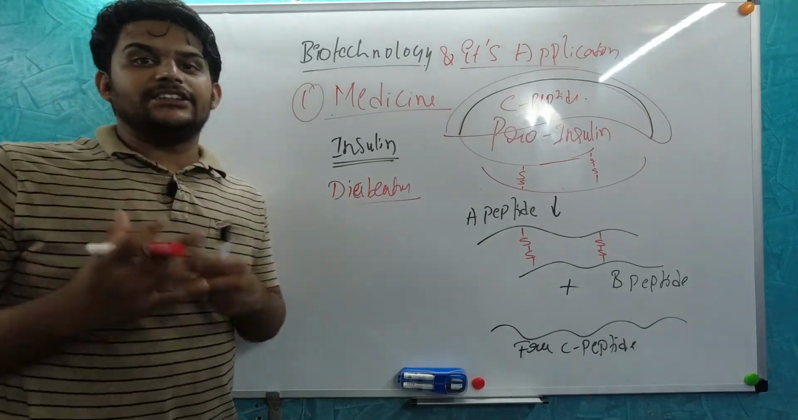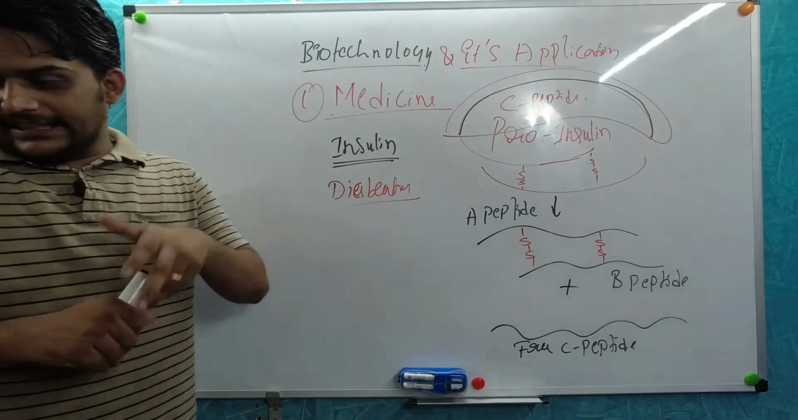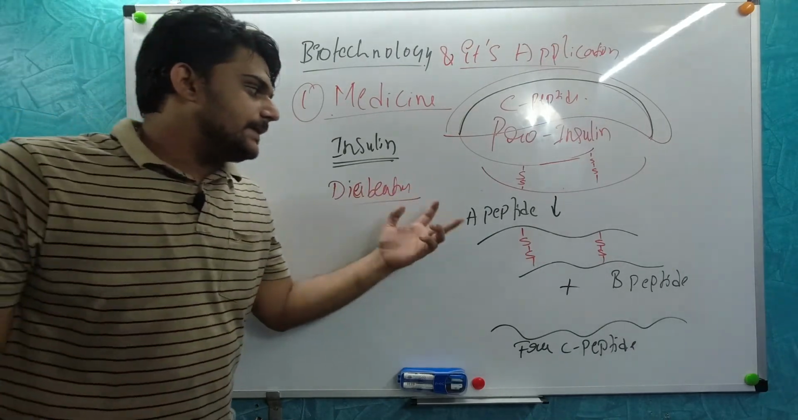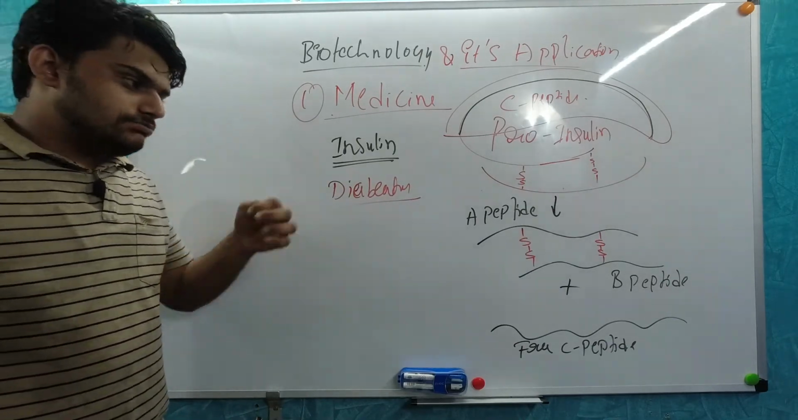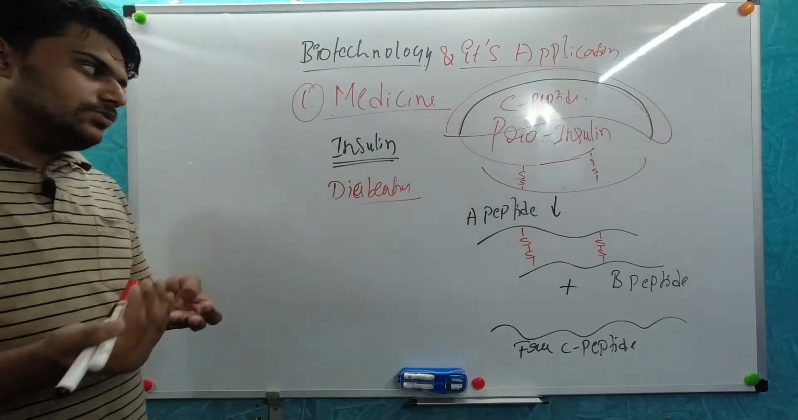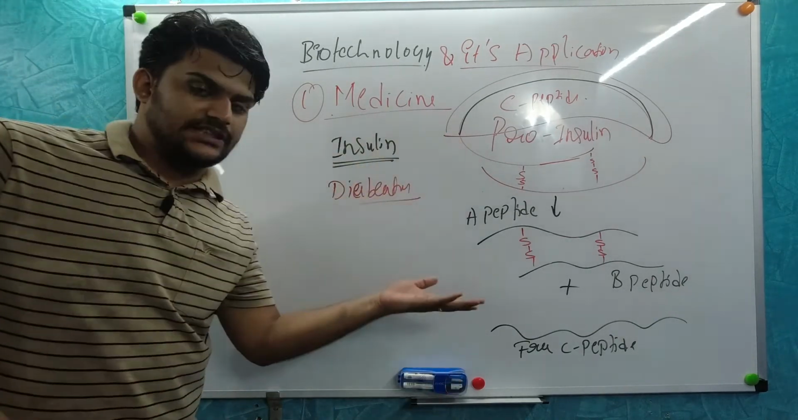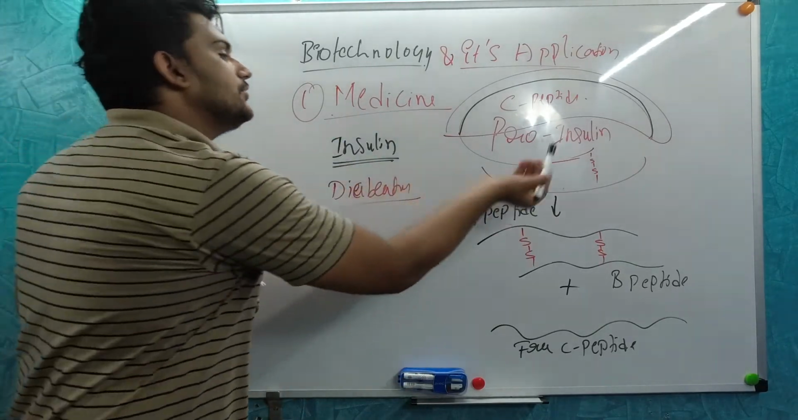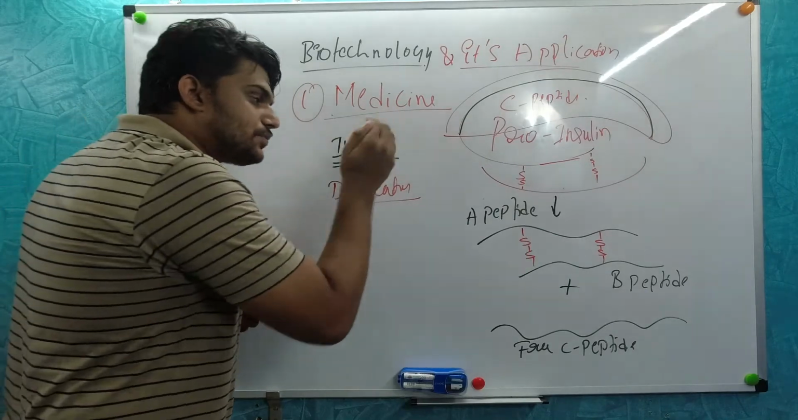So then what can we do? The scientists, using recombinant DNA technology, inserted the proinsulin directly. They extracted the proinsulin from the pancreas and introduced it, because in the person there was proinsulin, but insulin was not getting formed. So the scientists introduced the proinsulin using recombinant DNA technology. That particular gene which produces the proinsulin was identified.